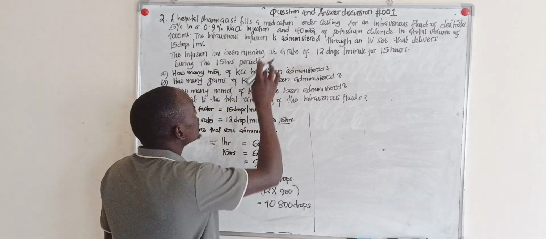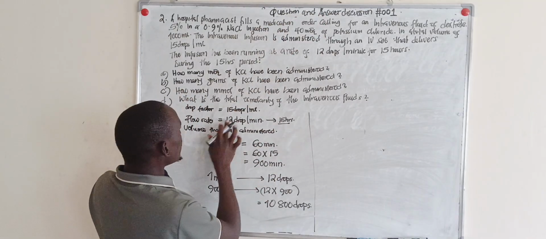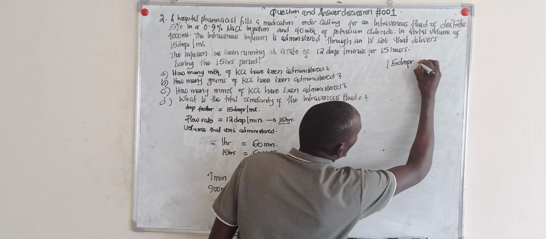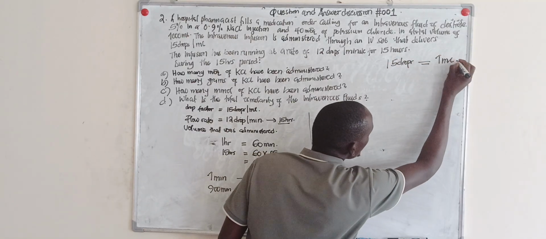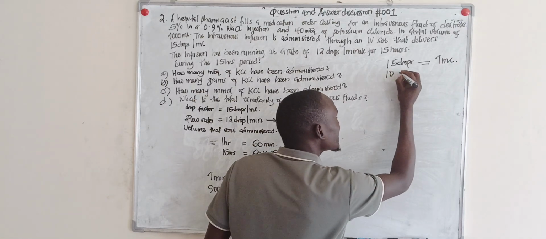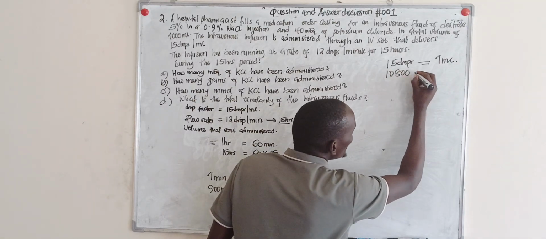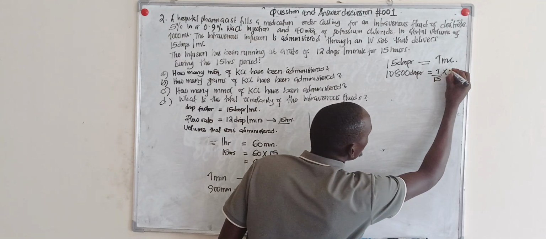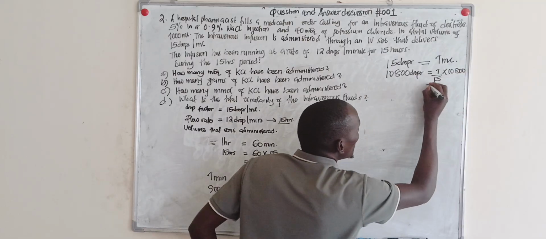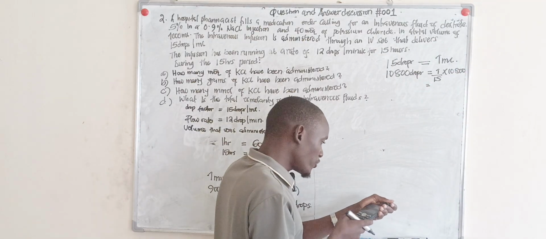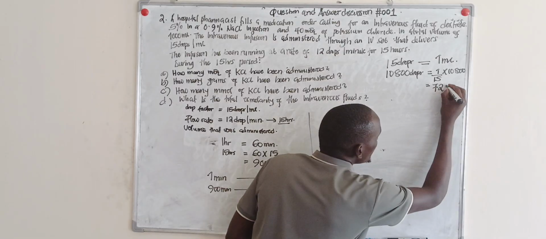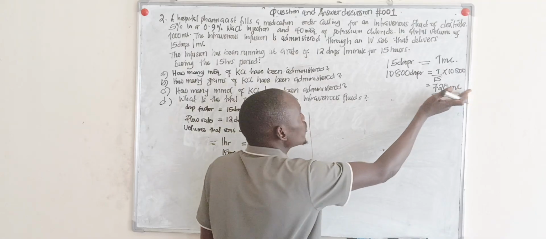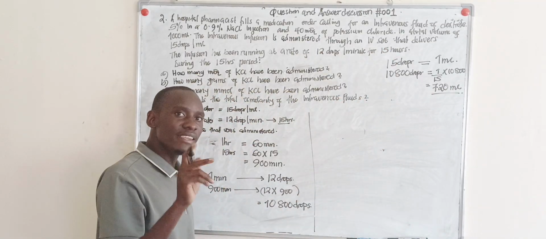After obtaining that, remember from our drop factor, we know that 15 drops are equivalent to 1 mL. How about the 10,800 drops? This will be equal to 1 over 15 times 10,800. And when we compute that, we are going to get 720 mL. So, this is the volume of the solution that was administered in 15 hours.